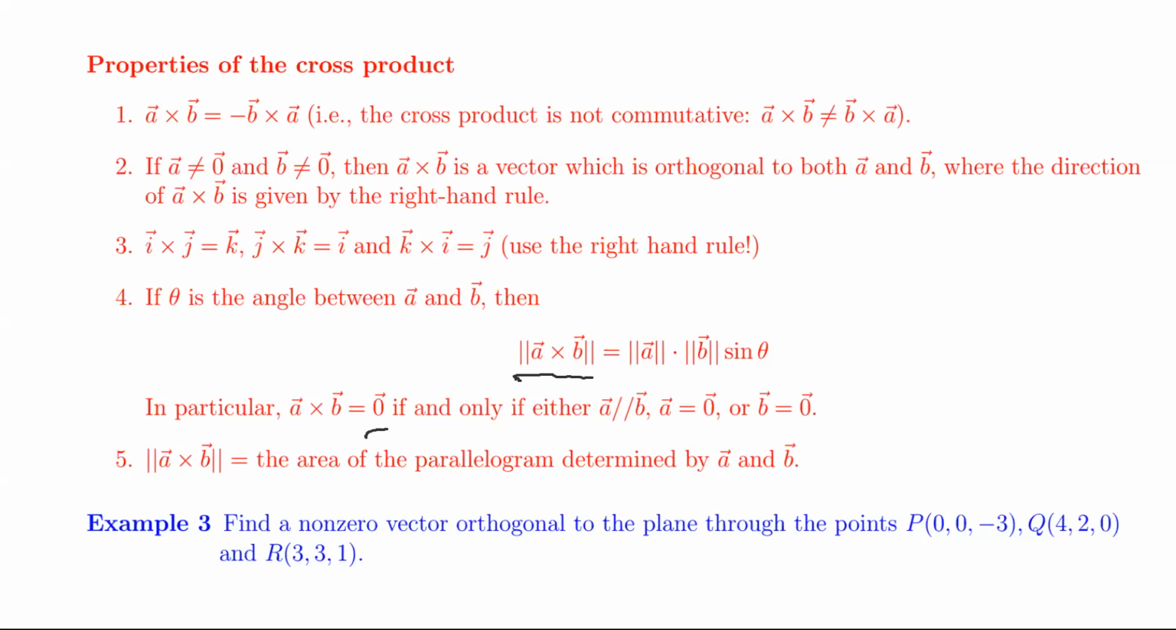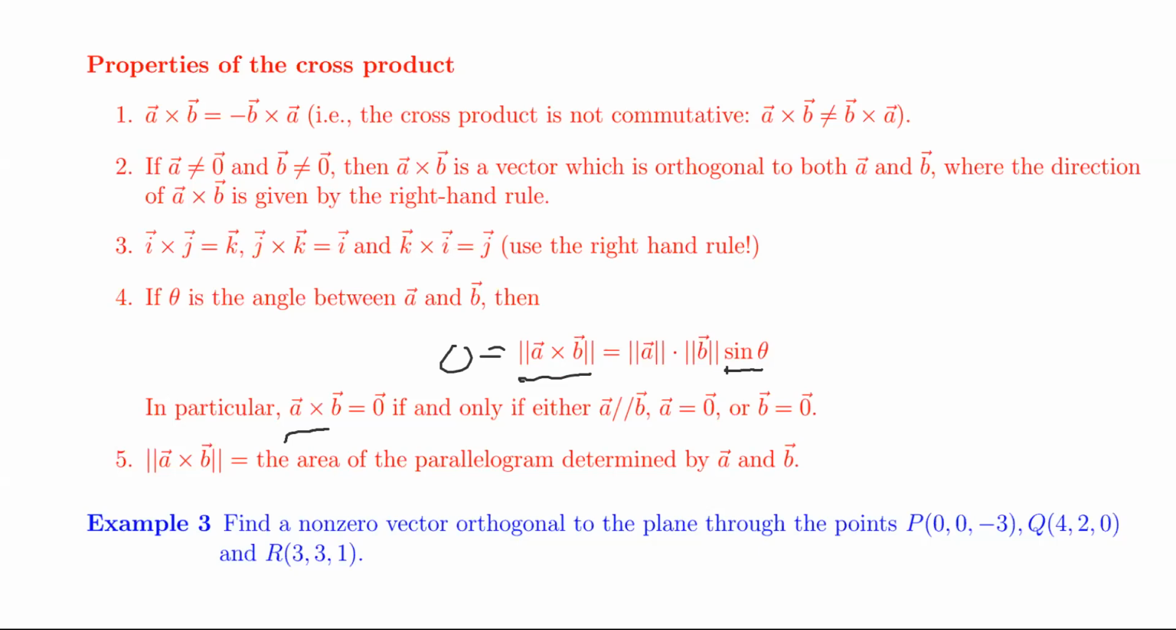And of course, if we start with the left-hand side, that magnitude being 0, if we start with A cross B being the 0 vector, then of course the magnitude is equal to 0, which implies that either A is 0 or B is 0, or A and B are parallel because sine of theta is 0.